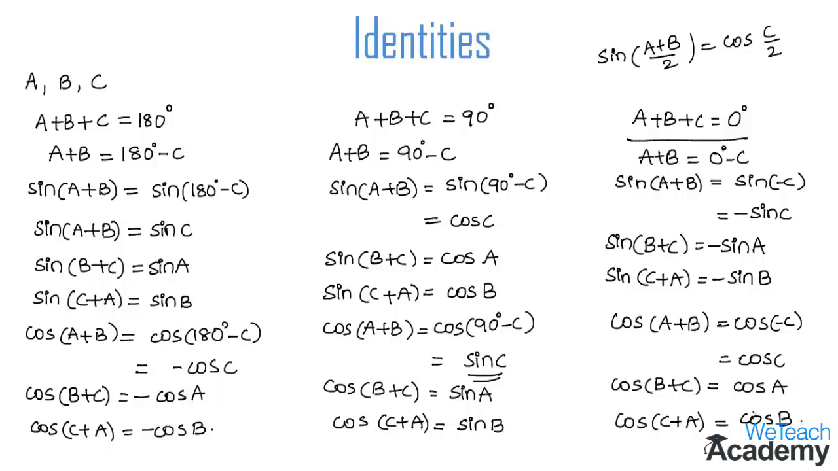So all these identities mostly depend upon the conditions given, such as sum of angles of a triangle is equal to 180 or 90 or 0 degrees or some other angle. So make a note of all these identities, and these identities are useful in solving examples in our next videos. Hope you understood the concept.